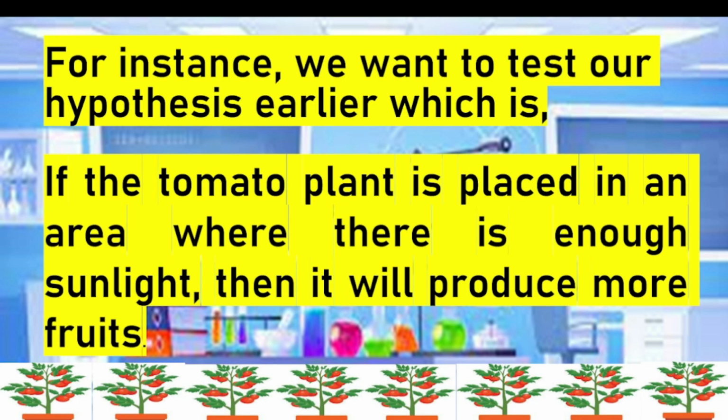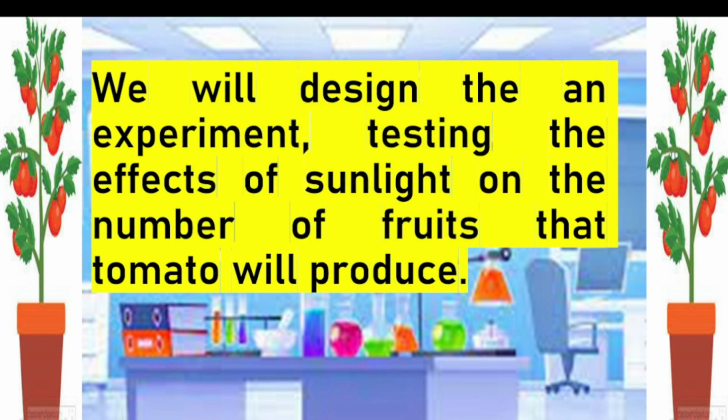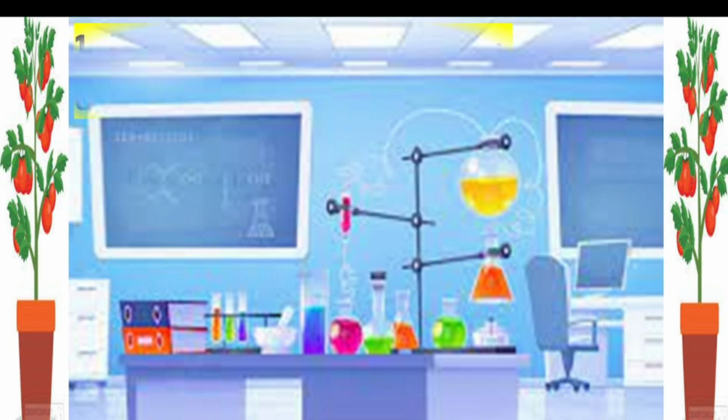For instance, we want to test our hypothesis earlier, which is, if the tomato plant is placed in an area where there is enough sunlight, then it will produce more fruits. We will design an experiment testing the effects of sunlight on the number of fruits the tomato will produce.